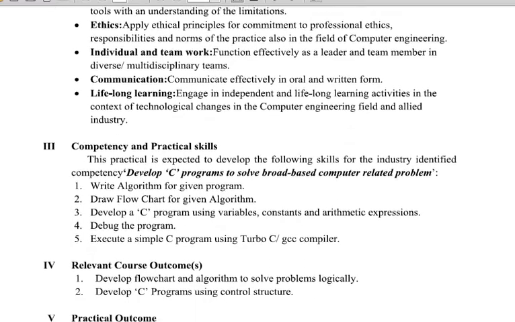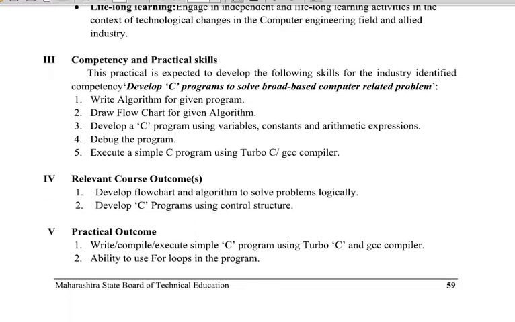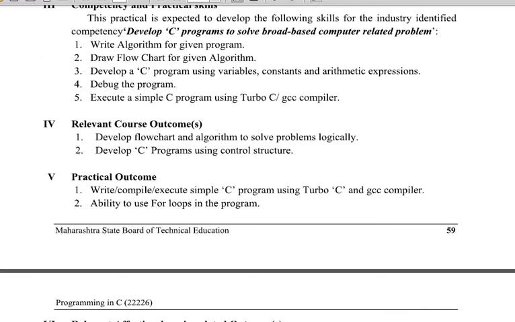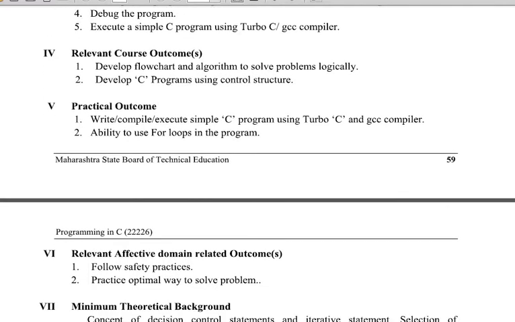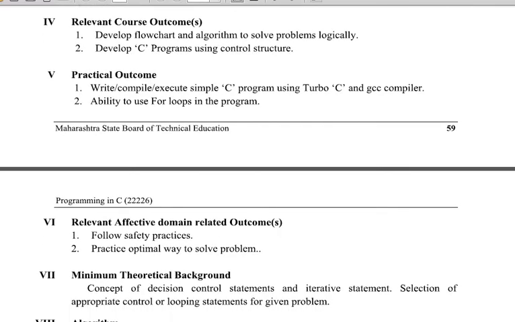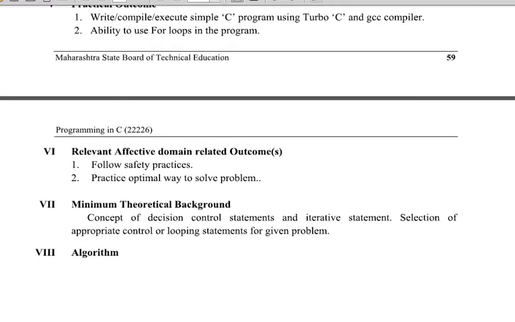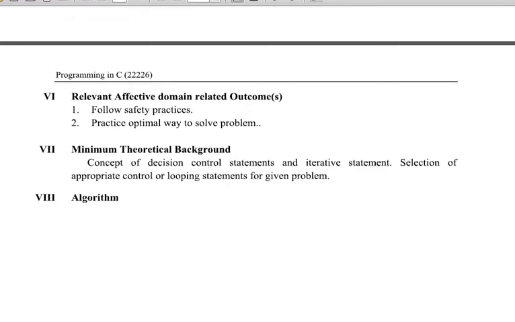Now we will see the relevant CO of this practical. First is develop flowchart and algorithm to solve problems logically, and second CO is develop C programs using control structure. The practical outcome is to write, compile and execute a simple C program using Turbo C and GCC compiler, and the second, ability to use for loops in the program. To complete this practical, we need minimum theoretical background, that is the concept of decision control statements and iterative statements, and selection of appropriate control or looping statements for a given problem.